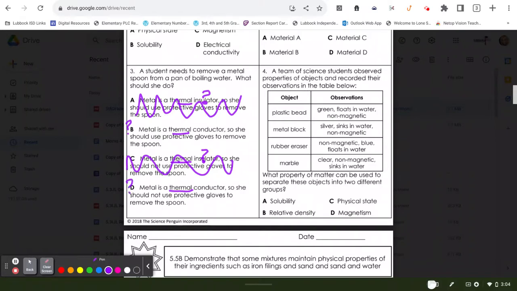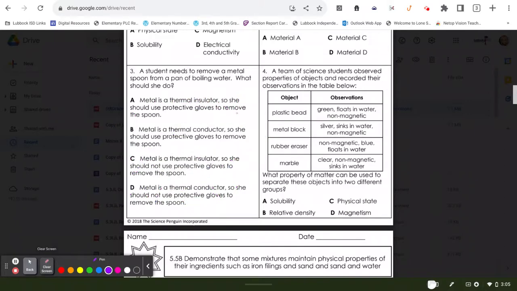Okay, so now let's look between B and D. B says it's a conductor, so she should wear protective gloves before taking the spoon out, like maybe an oven mitt, right? Or D says metal is a thermal conductor, so she should not use protective gloves to remove the spoon. Would that be very smart if we know that spoon is so hot and we do not put on gloves or an oven mitt? No. B is going to be our correct answer here.